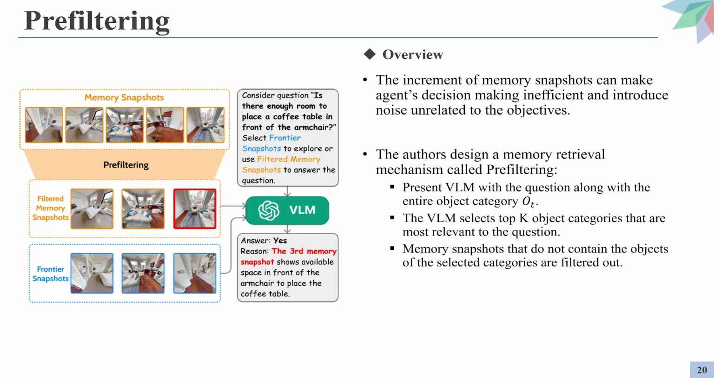To address the challenge of querying an increasingly large database, the authors introduce a pre-filtering method. This approach allows the vision language model to first select a subset of relevant frames based on the query, thereby narrowing down the number of memory snapshots the VLM needs to examine.